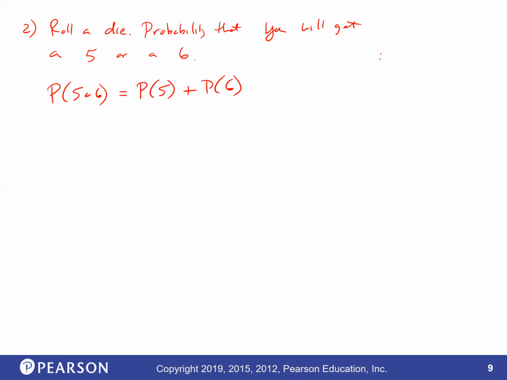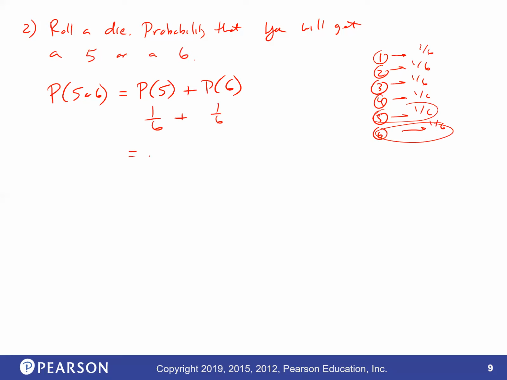A single die has 1, 2, 3, 4, 5, and 6. 6 sides. Standard, not the one that has 10 and 12. For each one of these, the probability is 1/6. So for getting a 5, the probability is 1/6. Getting a 6, the probability is 1/6. Adding those together and simplifying, I got myself a 1/3.